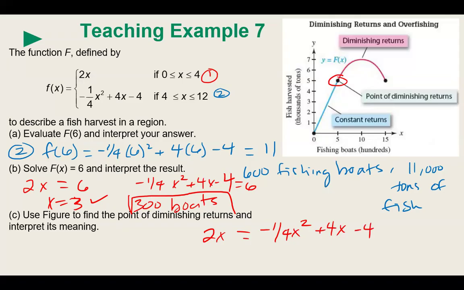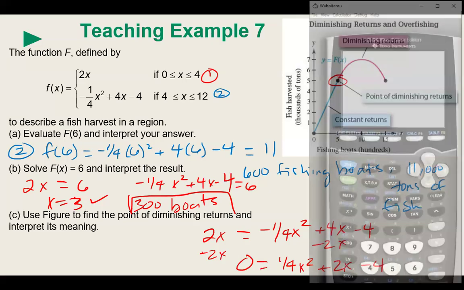Okay? Could I get one side equal to 0 and use the quadratic formula to solve this? Yes. That is also an option. The other option is I can just get it equal to 0 and then look in the calculator for my x-intercepts, right? So I can subtract 2x from both sides, and I'm left with 0 equals negative 1/4 x squared plus 2x minus 4. And I would take that to my calculator. And our diminishing return is when these two functions are equal to each other, right?